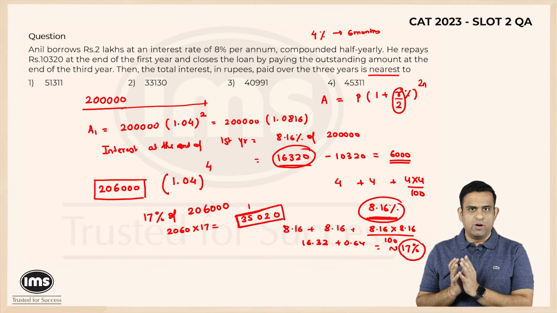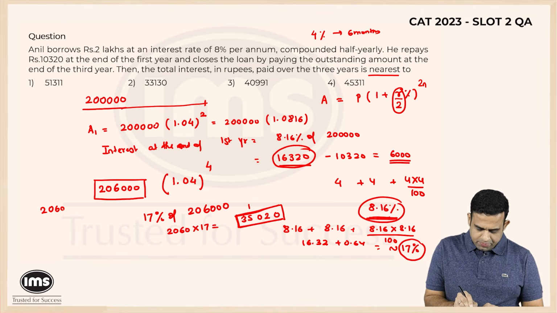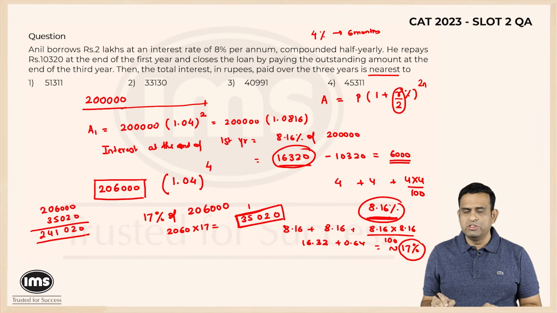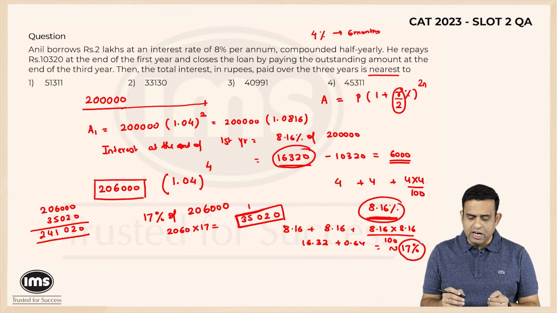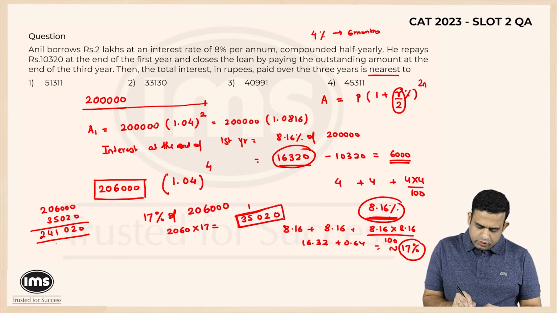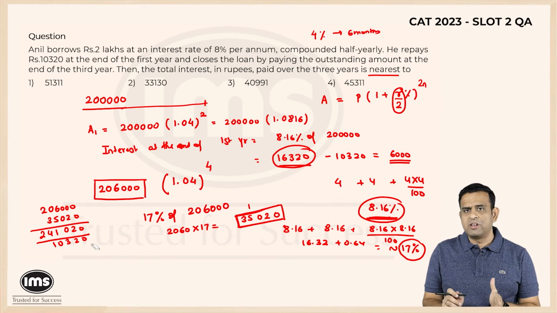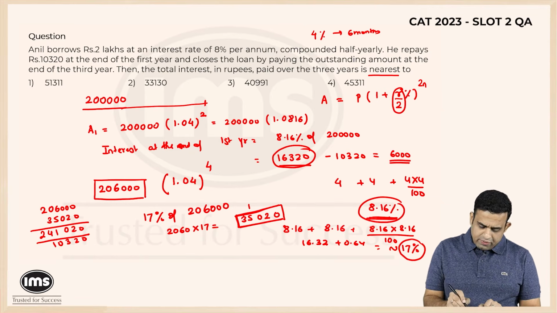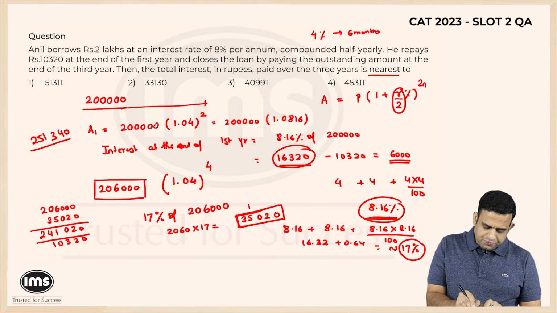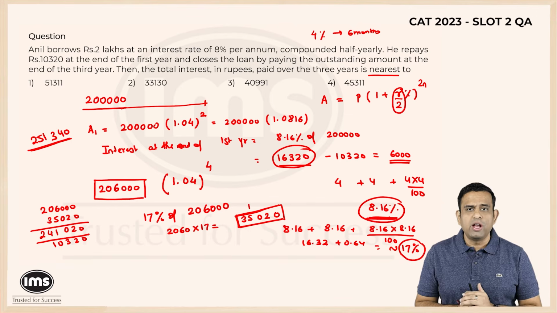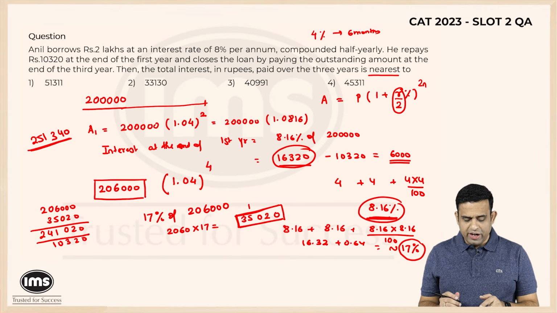So the total amount paid at the end of the third year is 206,000 plus this 35,020, and that becomes 241,020. And please note that you also have paid something at the start, which is an amount of 10,320. So if I add them up, the total amount paid, the first tranche at the end of the first year and the amount at the end of the third year, is 251,340. So please note the loan taken was 2 lakh, and effectively I have paid 251,340.